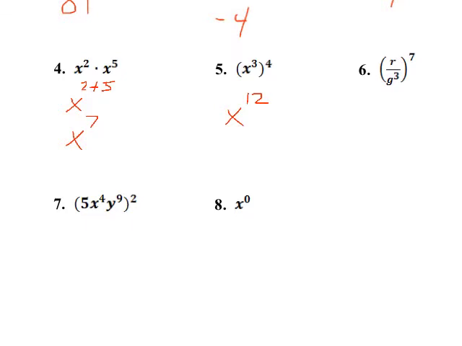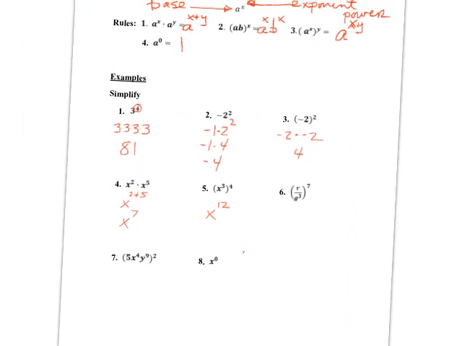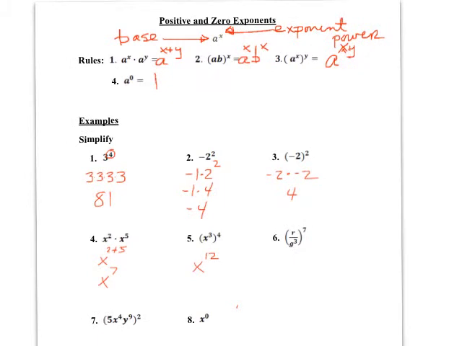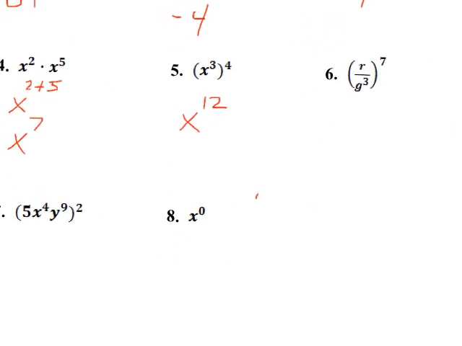Okay, number 6. This one is similar to rule number 2 up here, except this time it's division. It doesn't really matter that it's division. You still are going to follow that same rule, and that says if you have an exponent outside of parentheses, and it's not add or subtract, so if it's multiply or divide, you're going to distribute. So I'm going to distribute this to here and to here. So it becomes r to the 7th, and then g to the 3rd to the 7th. And according to that last rule, you end up getting g to the 21st.